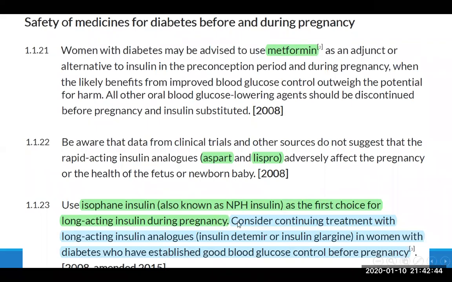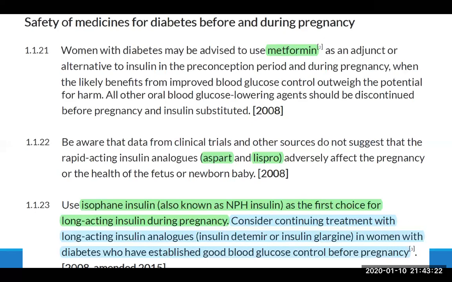And here they consider continuing treatment with the long-acting insulin analog detemir, which is category B during pregnancy according to the FDA, and insulin glargine, which is category C during pregnancy, in women with diabetes who have established good blood glucose control before pregnancy. And actually, this is the same recommendation published by the Endocrine Society in 2013. They recommend that if the patient is already on insulin glargine, she can continue it during pregnancy. This is unique to the Endocrine Society and also the NICE guideline.